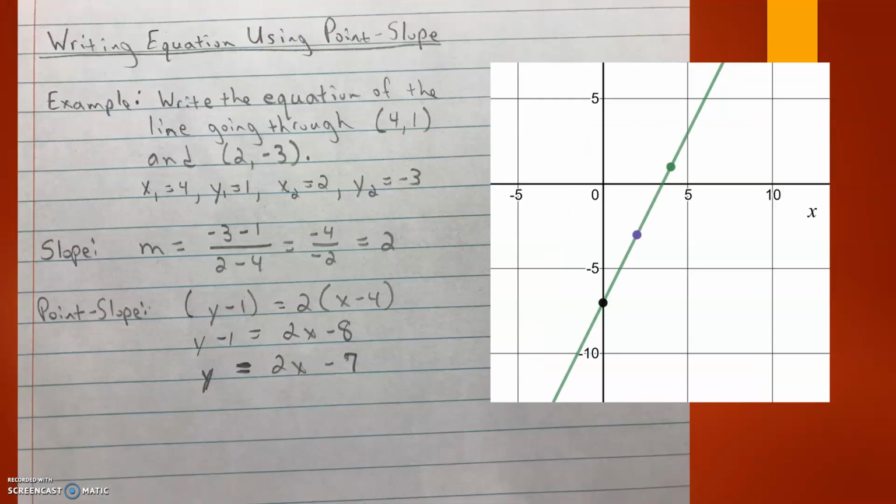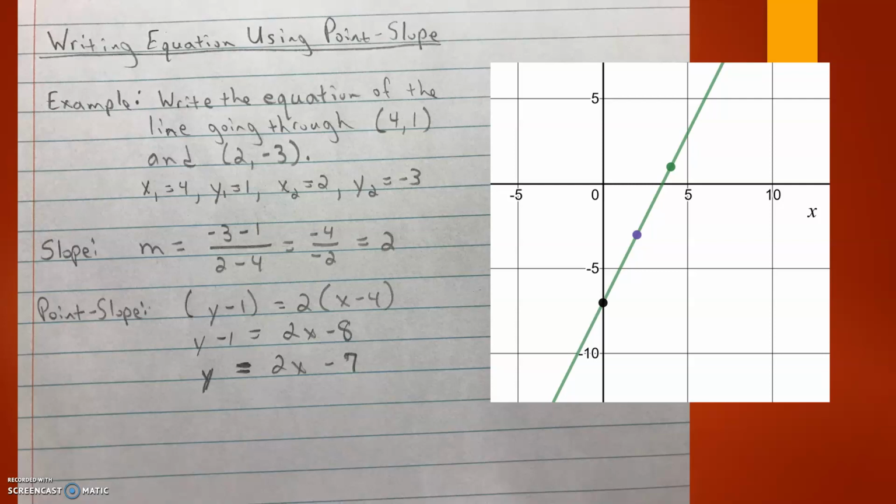Here's another example, except we're going to start off with 2 points instead of a slope. We're going to write the equation for a line going through the point (4, 1) and the point (2, -3). If we let (4, 1) be our first point, 4 is x1 and 1 is y1. For our other point (2, -3), x2 is 2 and y2 is -3.